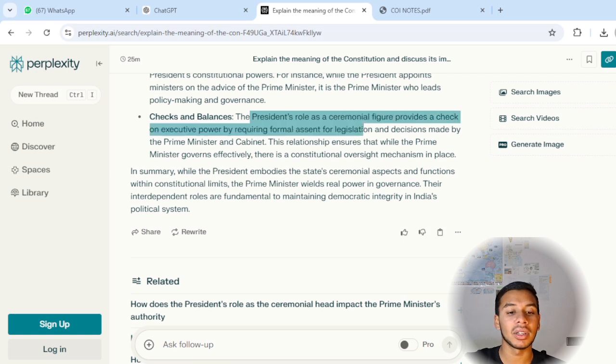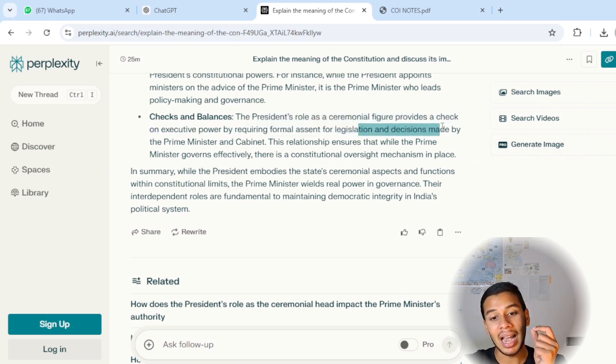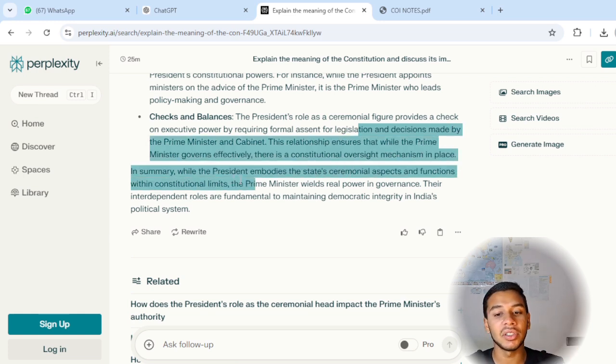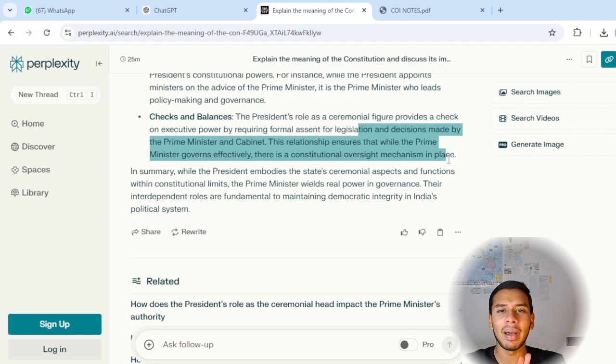It's just a collaboration, guys. Checks and balances. The President's role as a ceremonial figure is a check on executive power by requiring formal assessment of legislation and decisions made by the Prime Minister and Cabinet. This relationship ensures that while the Prime Minister governs effectively, there is a constitutional oversight mechanism in place. It's all about checks and balancing. The Prime Minister checks, he tells the President to balance everything.